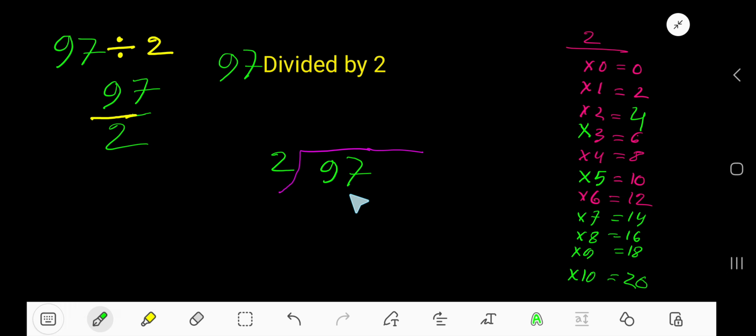Now look, 2 goes into 9 how many times? 5 times is 10, which is greater, so we have to stop here. 4 times. 4 times 2 is 8, subtract, you get 1, bring down this 7.